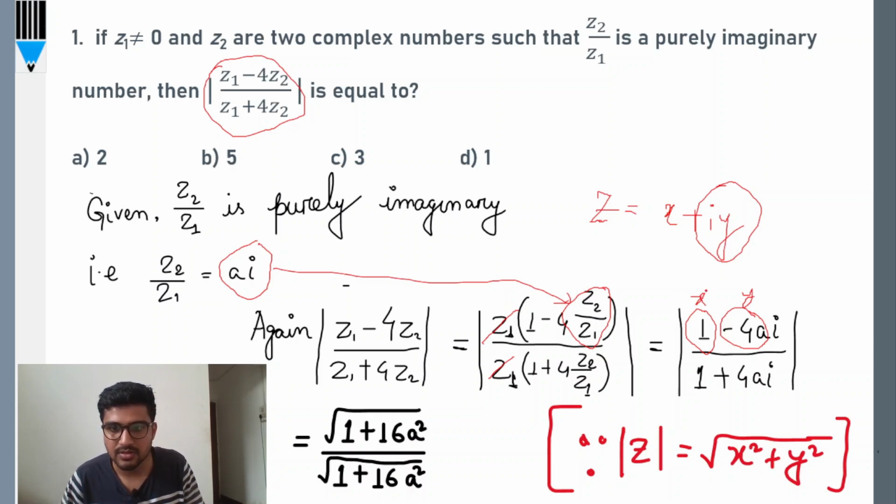Let me write it properly, this is x and this is y. This is x is 1 and y is minus 4a.